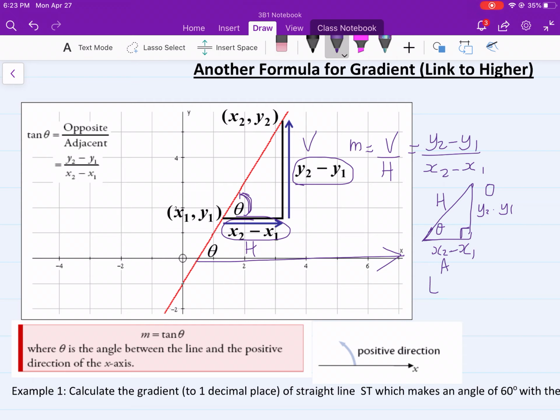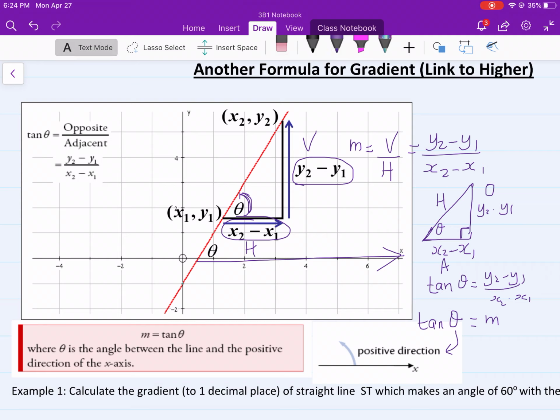So if I were to find tan theta, that will be opposite over adjacent, which will be y2 minus y1 over x2 minus x1, and that we know full well is the gradient. And from there we get another formula for gradient, which is m equals tan theta, and theta is the angle that the line makes with the positive direction of x-axis.